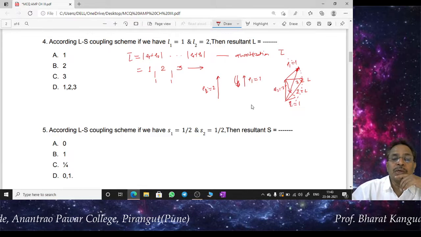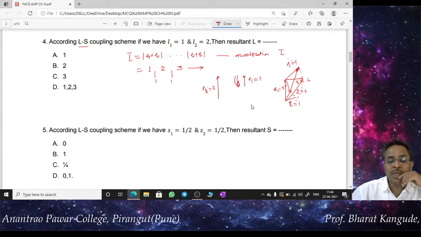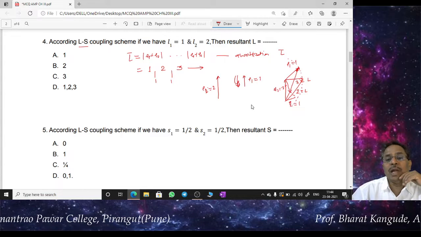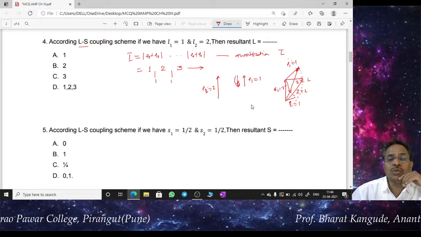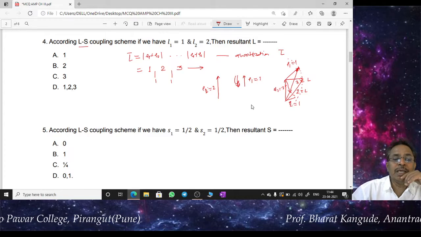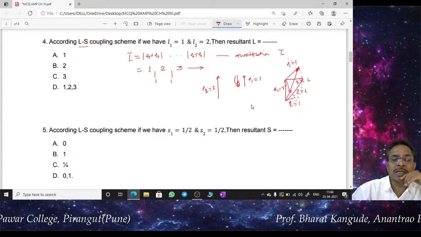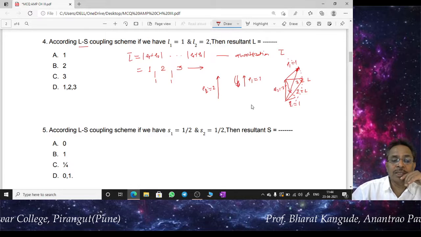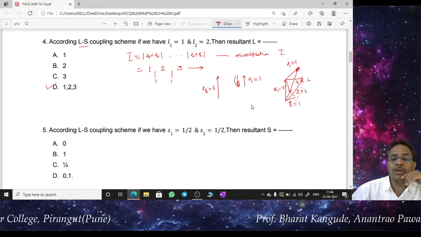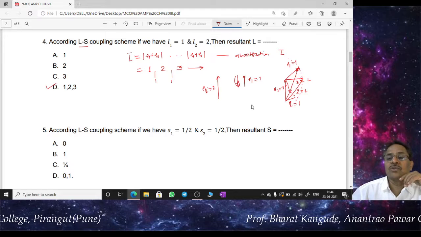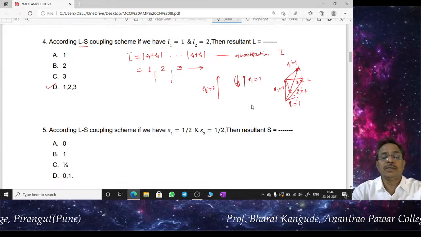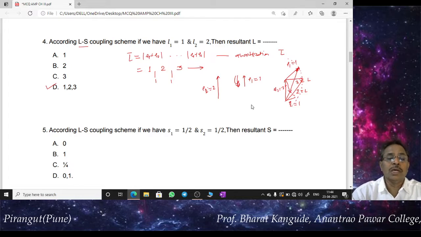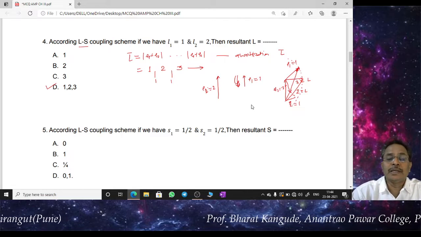So this is a speciality of this LS coupling scheme. These vectors L1 and L2 add in such a manner that the resultant can take values like 1, 2, 3. So therefore options A, B and C are not correct. These are individual additions. So the total addition will be either 1 or 2 or 3 depending upon the direction of L1 bar and L2 bar. So this orientation plays an important role, and accordingly the resultant may get different values.